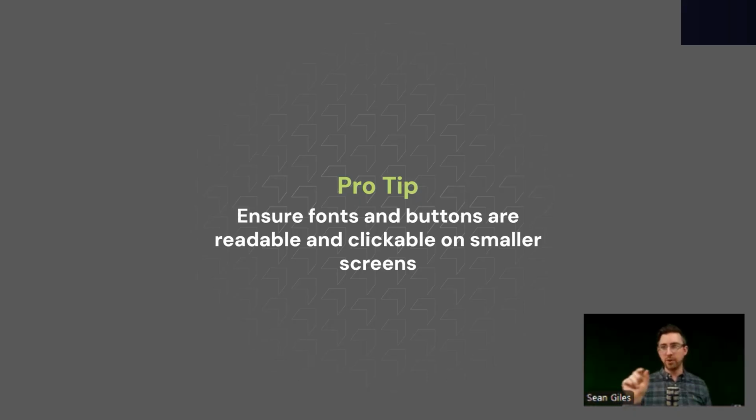and also the clickable area. Carousels are quite often a culprit here. If you've got really small buttons or navigation elements, make sure there's a big enough area. I've got big fat thumbs, so make sure that people can actually tap on those and access them easily as well.